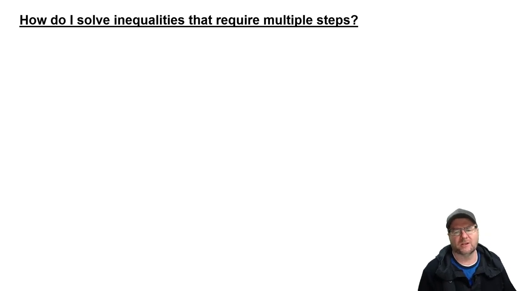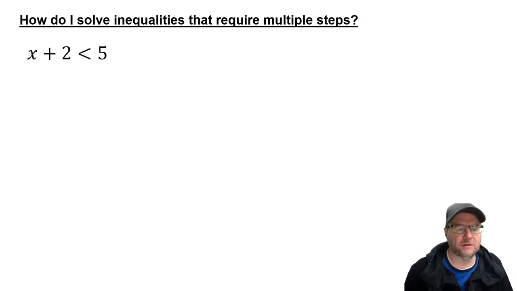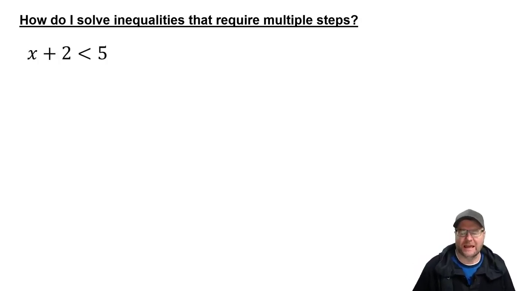Well, let's talk about how we go about solving an inequality that's got more than one step in it. It might have multiple steps. We're going to look at a couple of examples. A nice easy one to start with. X plus 2 is less than 5. Now remember, we're trying to get the x on its own.